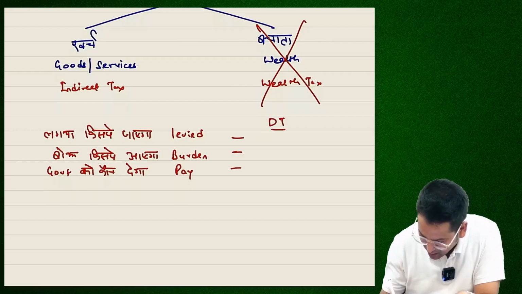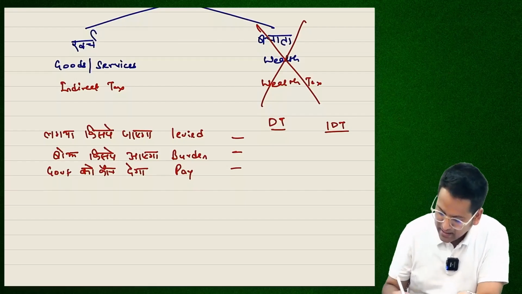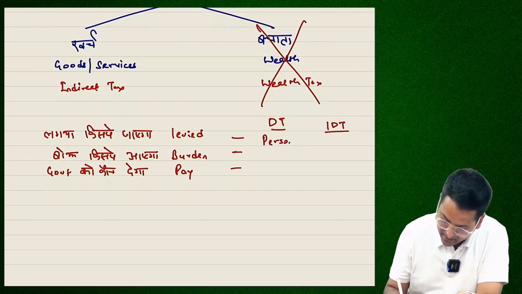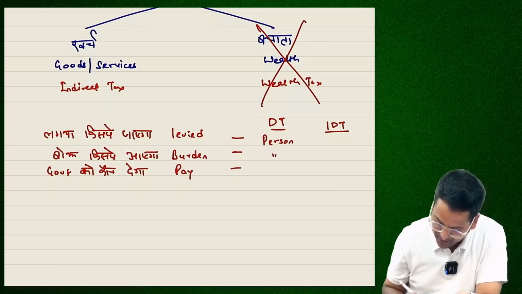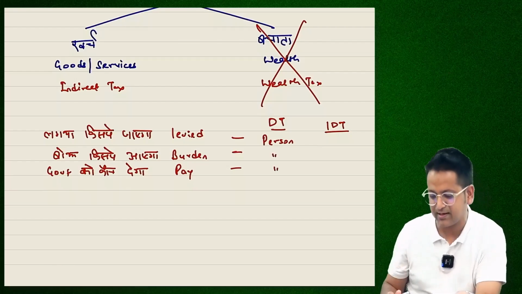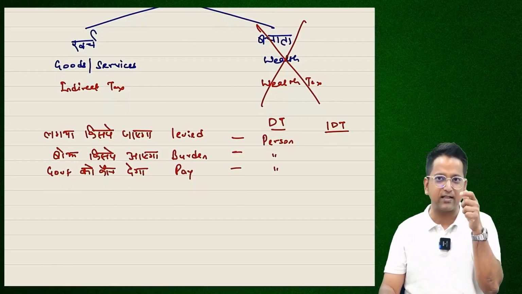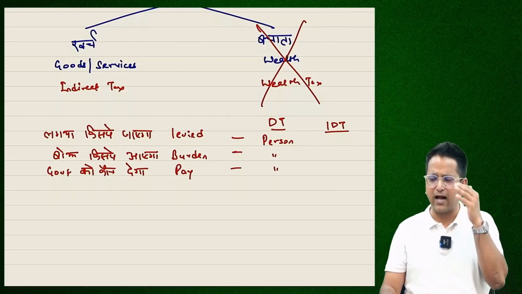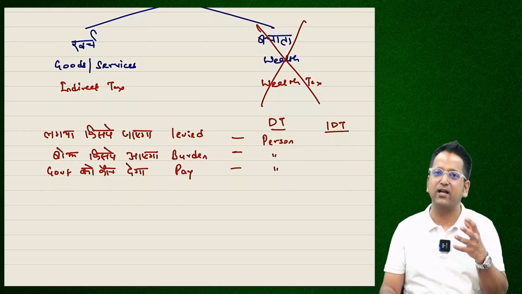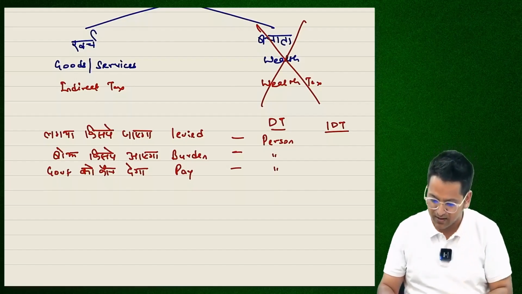What happens in direct and indirect tax? On whom will it be applied? On the person on whom the burden will fall. Who will pay to the government? It will be paid by the same person. Now you will understand when I clarify and break down the three components. It will be levied on who? Person. Who will be under the burden? The same person on whom it is levied. Who will pay to the government? The same person.